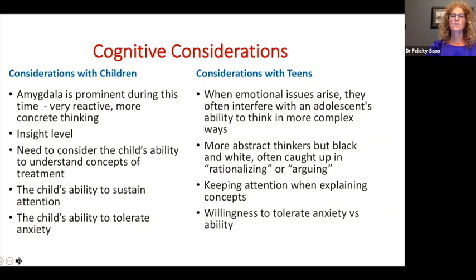Even though teens are more abstract in their thinking, one of the problems is that because of their black and white thinking, you, as a therapist, can often get caught up in trying to rationalize or arguing. They want to talk back and rationalize with their fears, and that can also impact rapport.